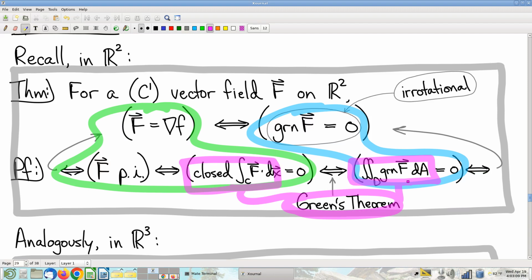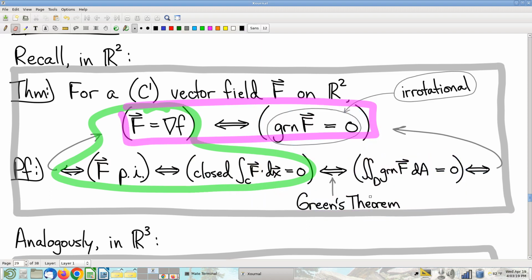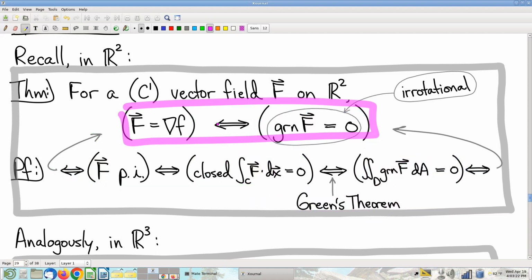So it's because of Green's theorem that we can make this connection, establish that all 5 of these conditions are equivalent, and therefore declare that we have a local test for something being a gradient. If I want to know if a vector field that I'm given is a gradient, well, compute Green's operator and just see if you get 0. If you get 0, yes, it's a gradient. If you get something that's not 0, then definitely not a gradient.